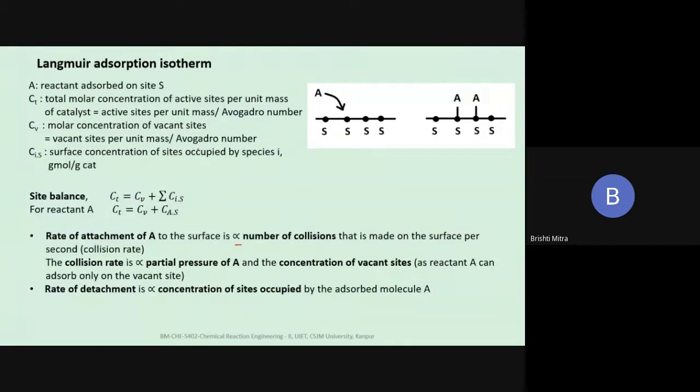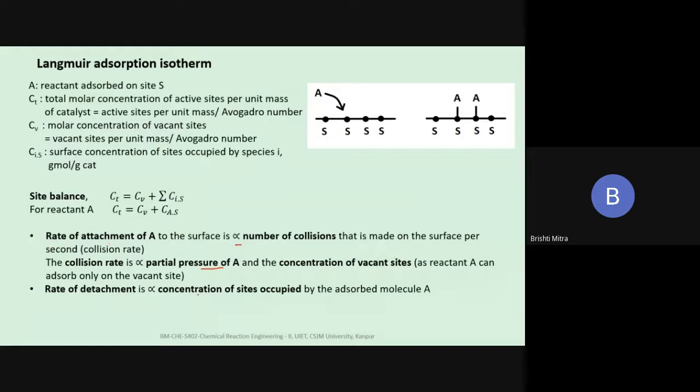And the collision rate is proportional to the partial pressure. How fast or how many times they will collide with the surface will depend on the partial pressure of gas A. Suppose we have only pure A available, then this partial pressure will be equal to the total pressure. And if you have more than one species, then the partial pressure is found as the mole fraction times the total pressure.